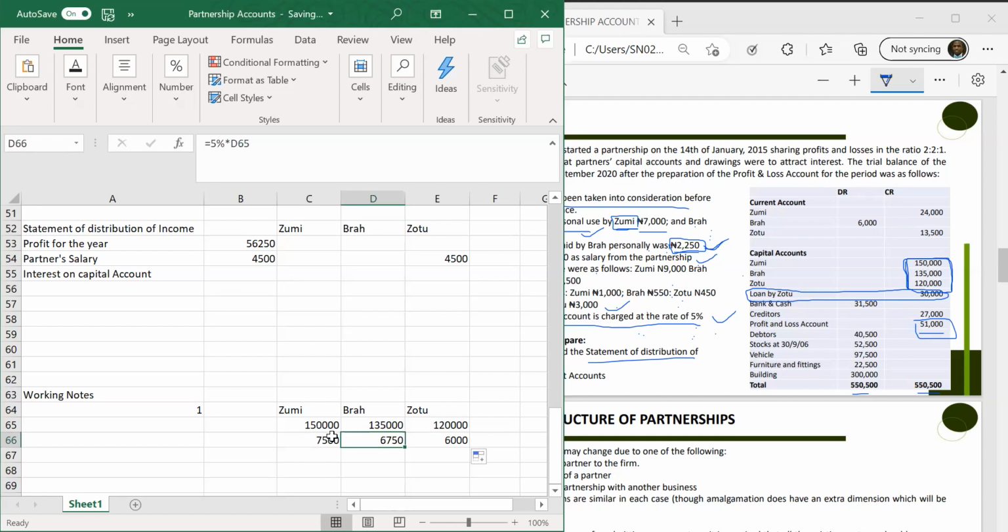You know this thing, it's not small. So let's move it up here. Interest on capital: 7,500. And the total of everything is how much?